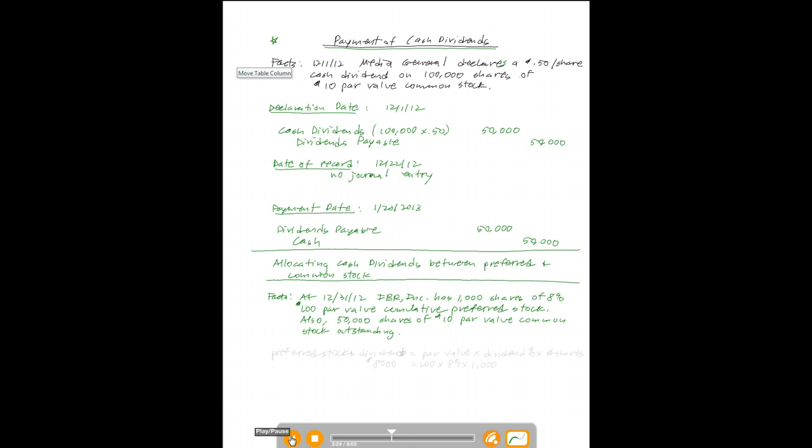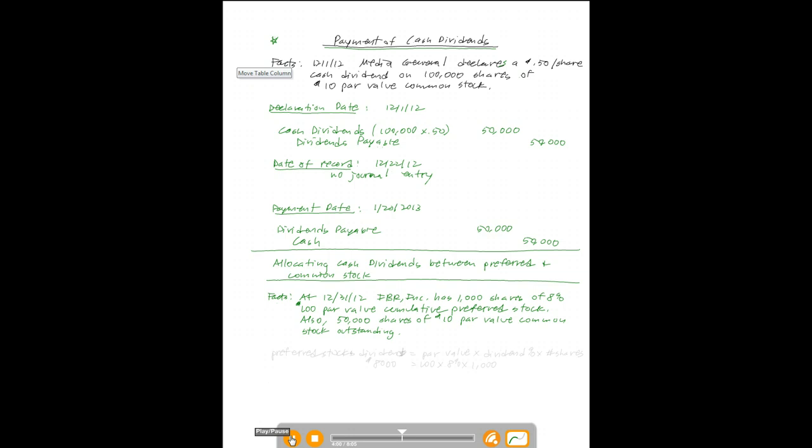There's cases when you have preferred and common stock that you have to allocate the cash dividend between the two. So here are the facts. At 12/31/2012, IBR Inc. has 1,000 shares of 8% $100 par value cumulative preferred stock. And they also have 50,000 shares of $10 par value common stock outstanding. The first thing that we want to do is find out what are the required dividends.